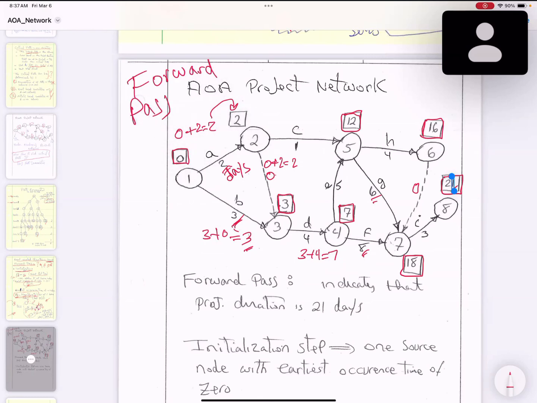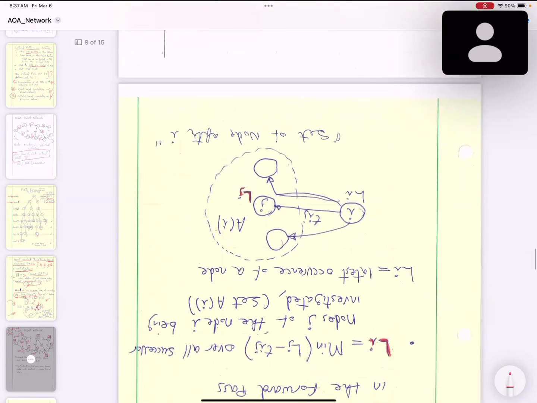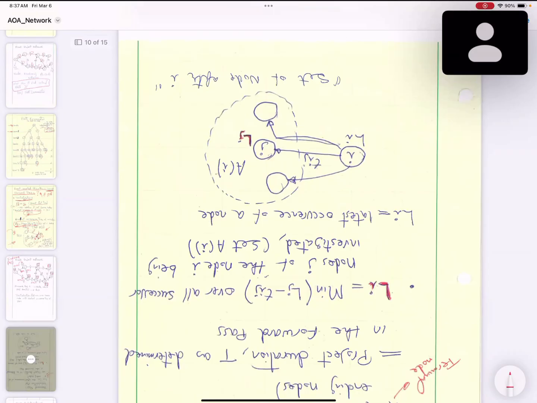So we're done. Any question on this? So that's called the initialization step. There is one more step that you need to do, that's called the backward pass. So we're going to go to the backward pass.